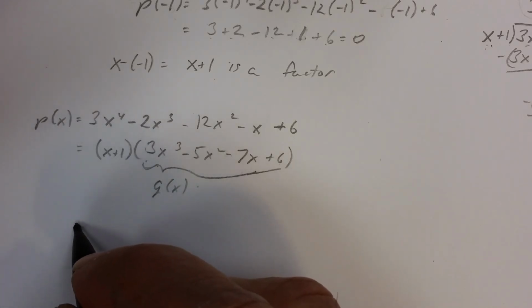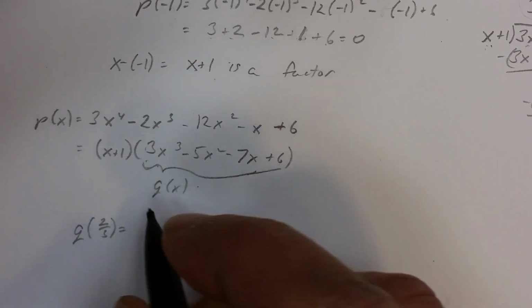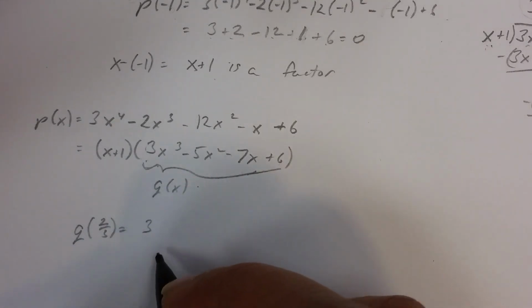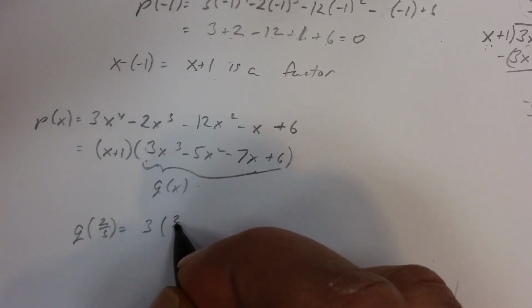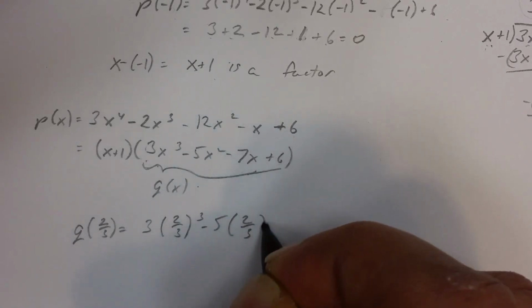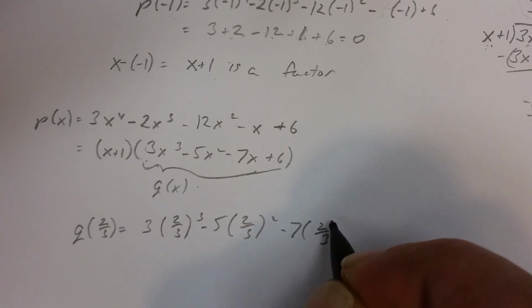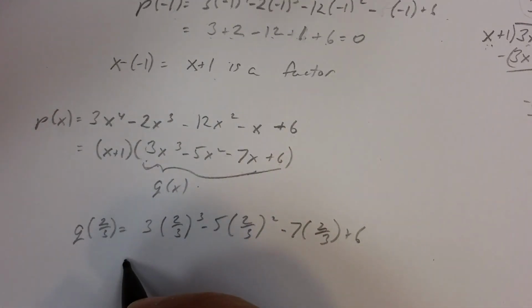So let's try 2/3. So q of 2/3 equals 3 times 2/3 cubed minus 5 times 2/3 squared minus 7 times 2/3 plus 6.